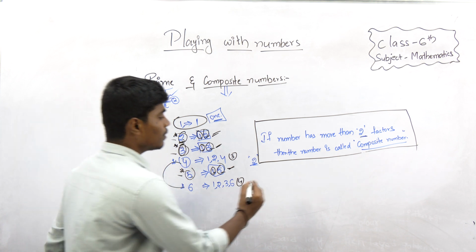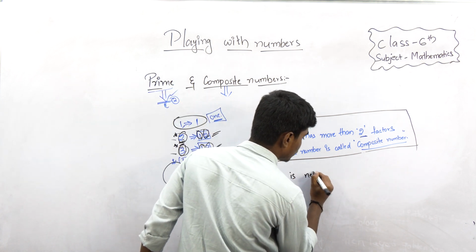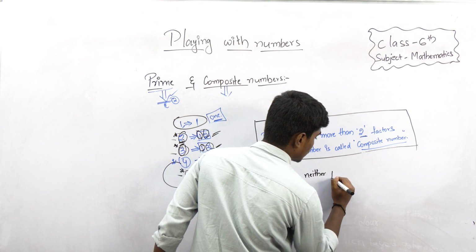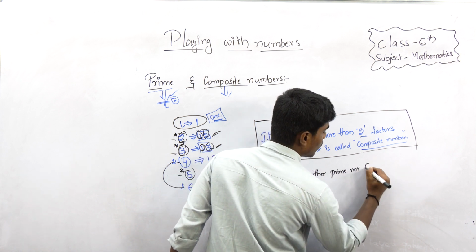So what can we conclude? 1 is neither prime nor composite.